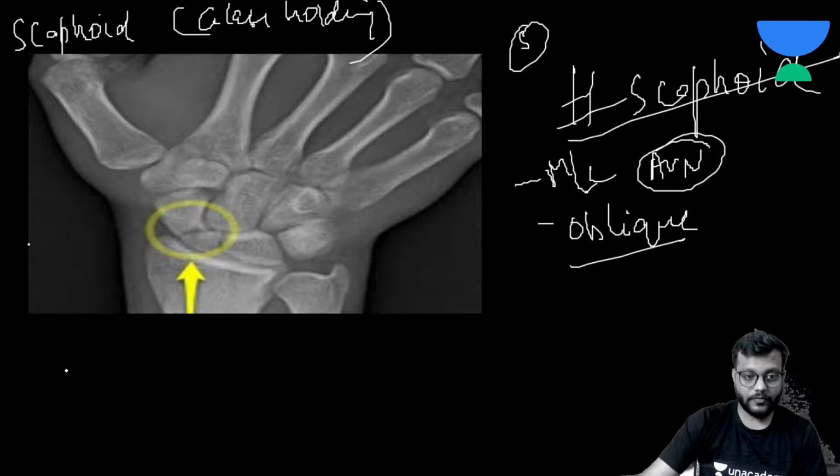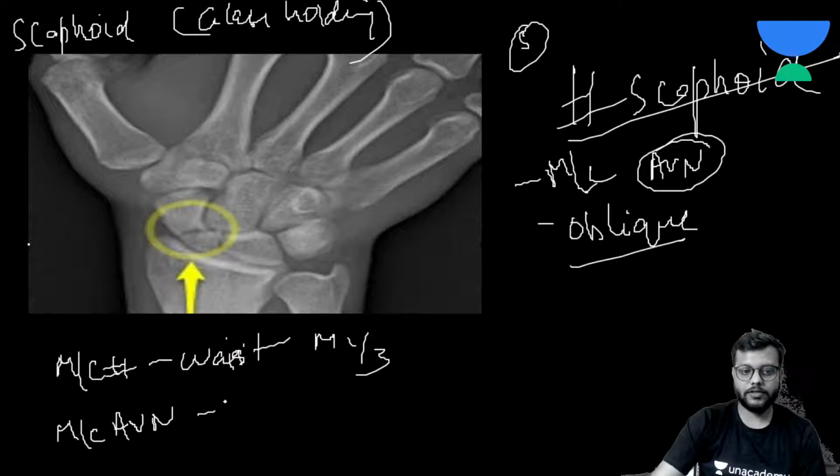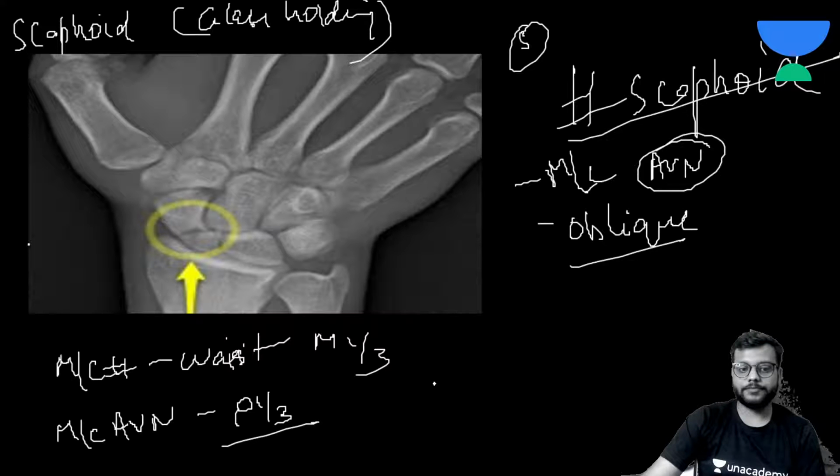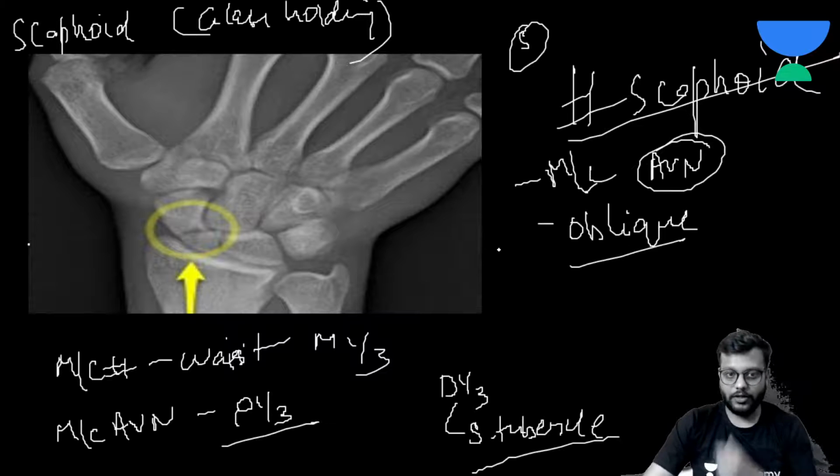Okay, most common site of fracture is its waist or middle 1/3, and most common site for AVN is proximal 1/3. Okay, and its distal 1/3 is called as the scaphoid tubercle. Okay.